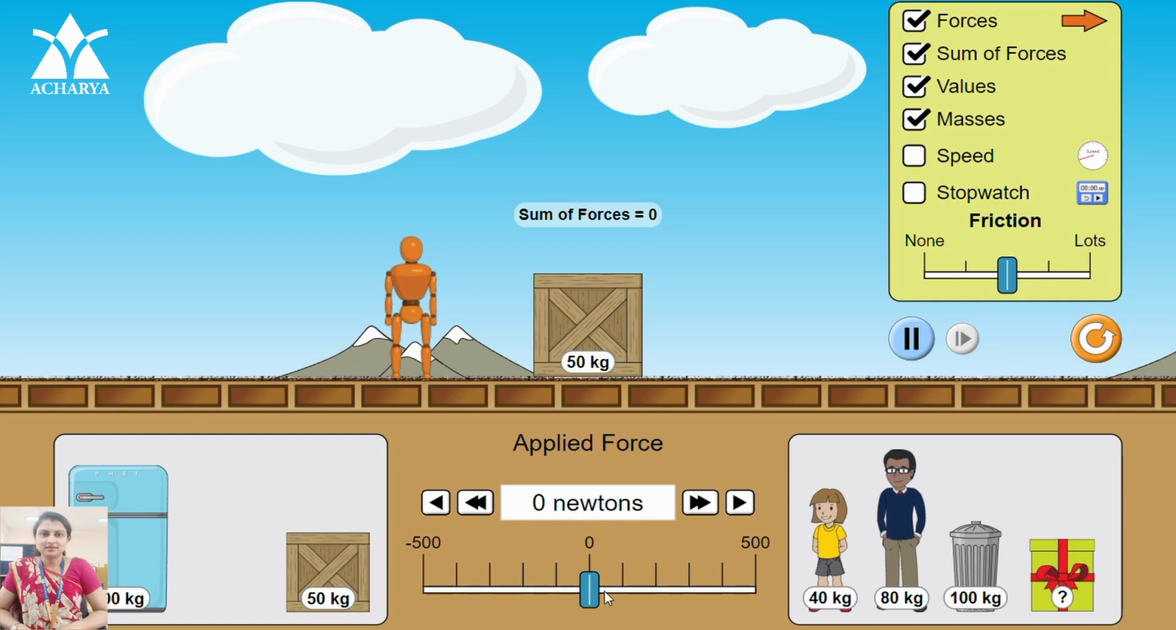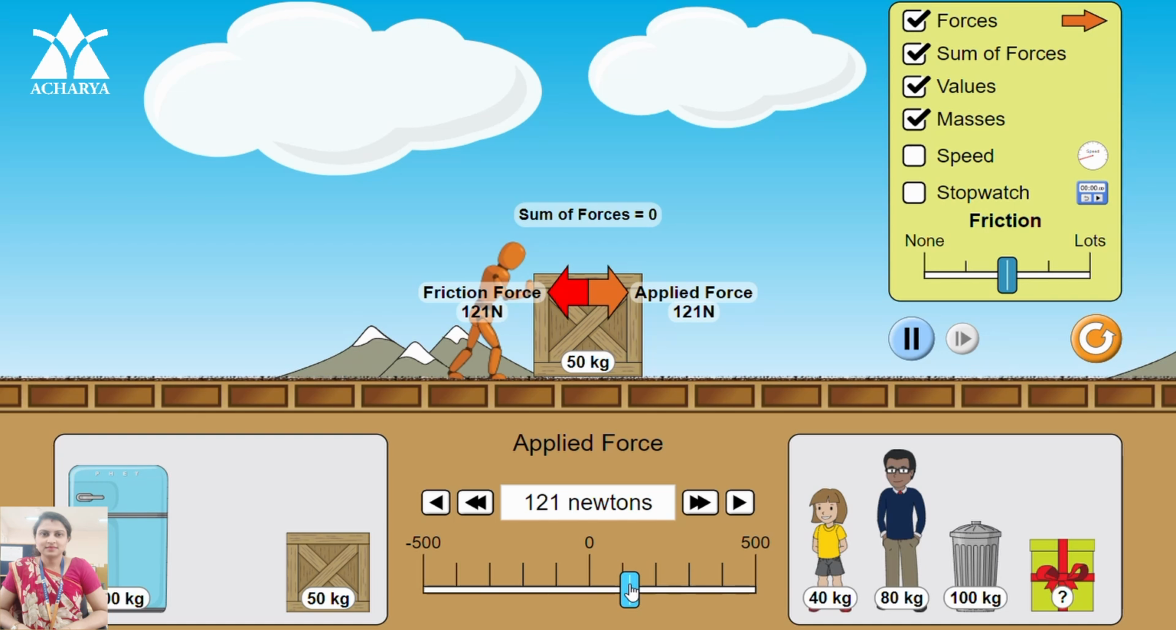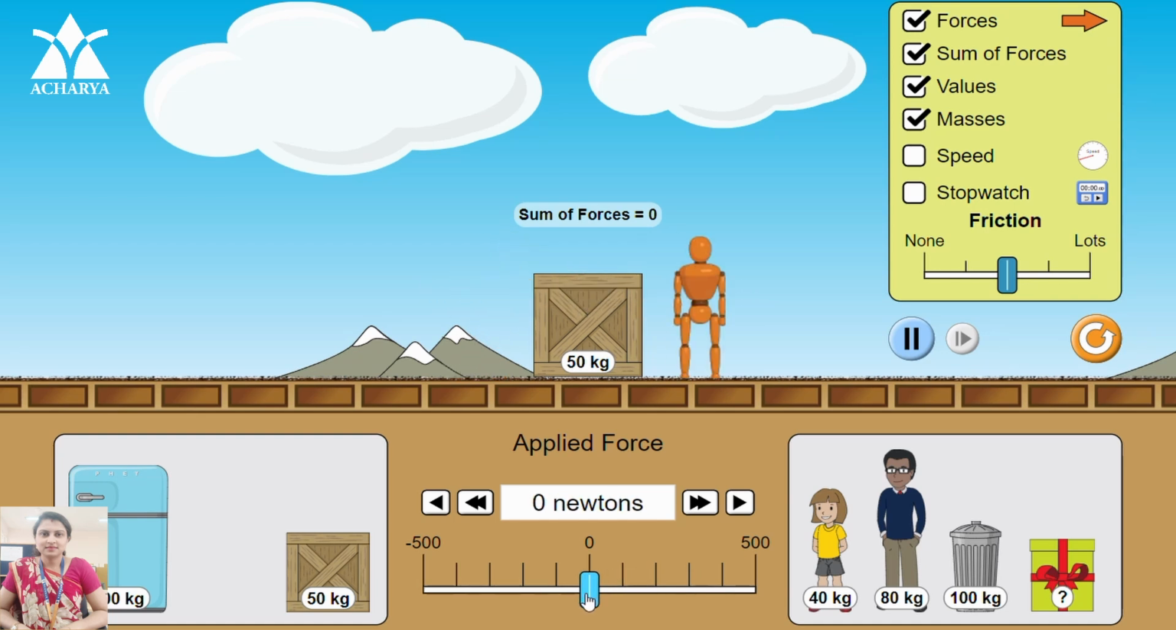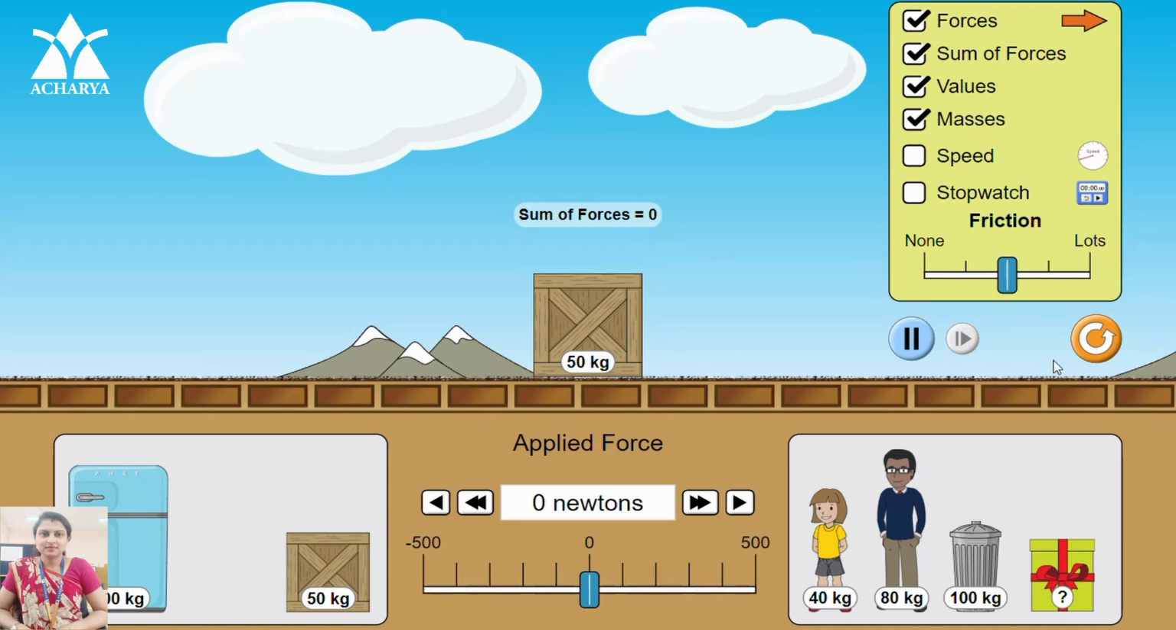Predict the friction of an object with zero net force. Predict the direction of motion given a combination of forces. These are the learning goals. Now we will learn about types of friction. There are three types of friction.